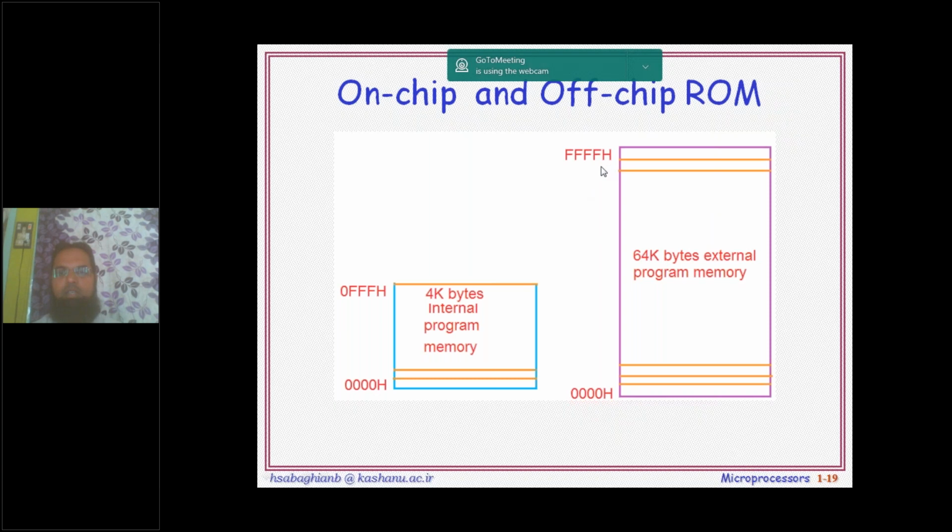So there are 2 options, as I said. If you want to store a program whose size is more than 4 kilobytes, there are 2 options. You can store 4 kilobytes of the program on-chip and the remaining part of the program in external memory. Or another option is that you can store the entire program in external program memory.